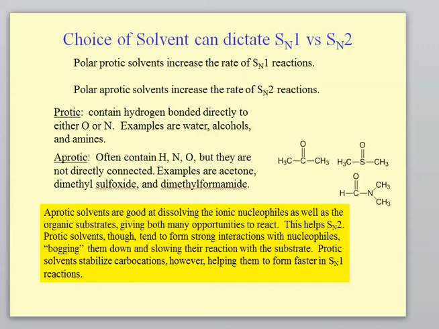Water is the most famous example. Alcohols have all the OH groups in them. Amines feature nitrogen that is oftentimes connected directly to hydrogen and also to other carbons. They form a pretty big class of substances that are oftentimes good solvents. Aprotic solvents oftentimes contain the same elements as a protic solvent, but the connectivities are what are going to matter here.